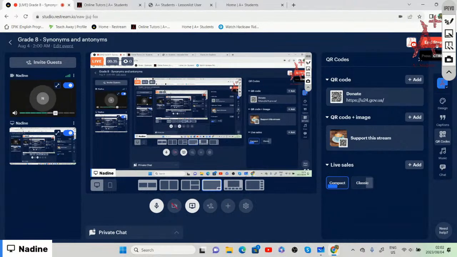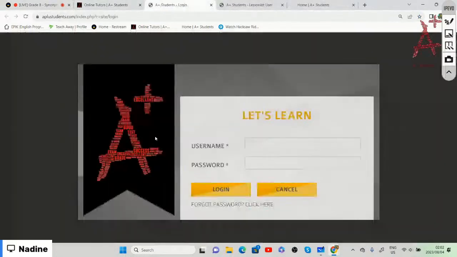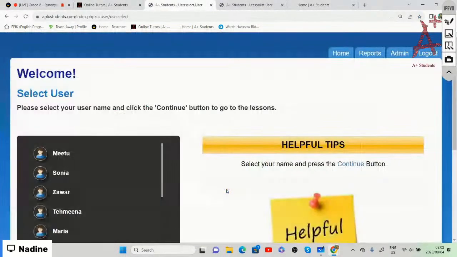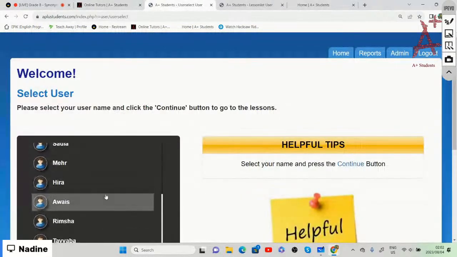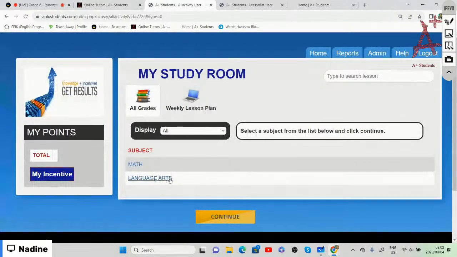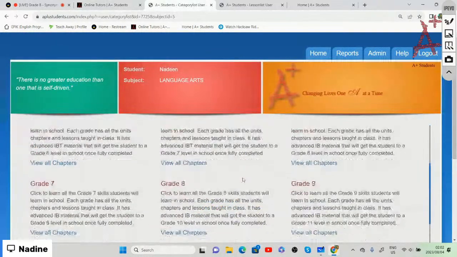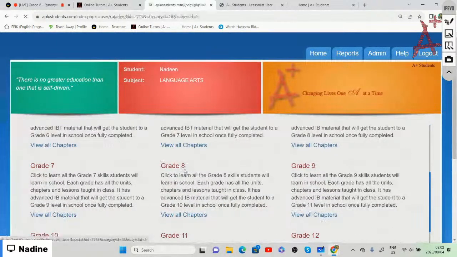Before we go into synonyms and antonyms, we need to log in to aplusstudents.ca. Once we log into aplusstudents.ca with our username as well as our password, we're going to choose the subject of language arts, which is English. Then we scroll to grade 8.